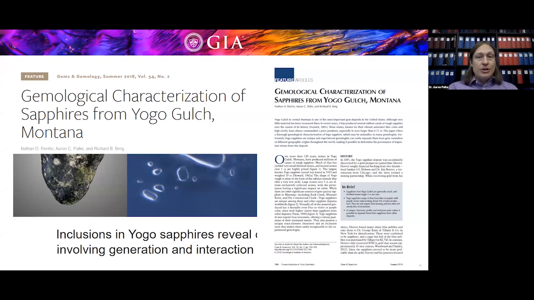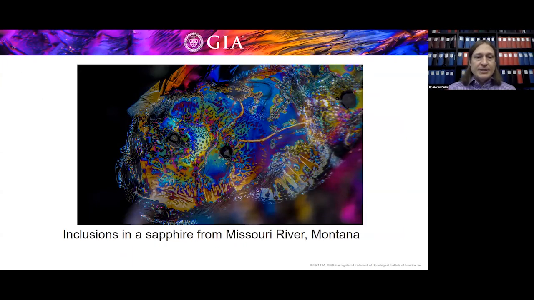And we go into some of the geology and the other aspects of these Yogo sapphires. So if you want to learn more about this kind of unique gemological story, be sure to go check that out on the GIA website. So the next story is about the other Montana sapphires.